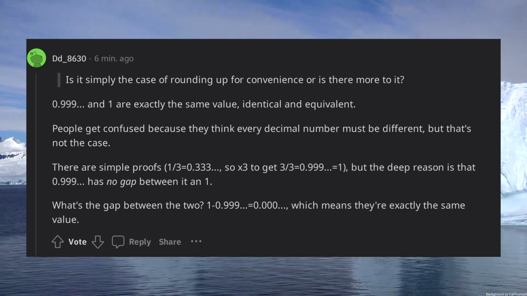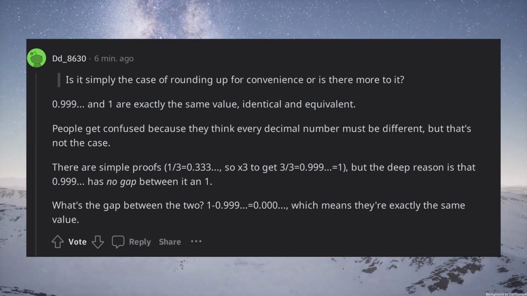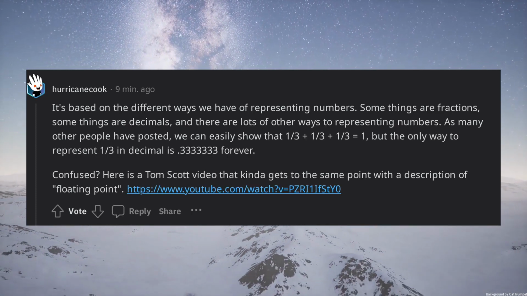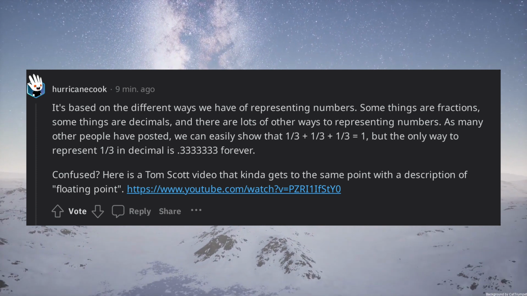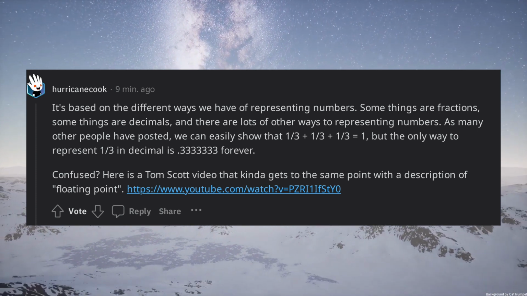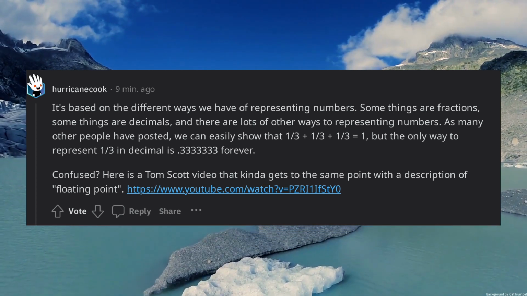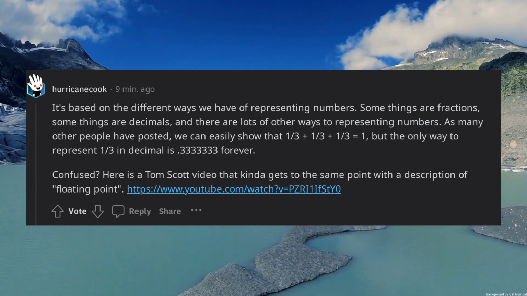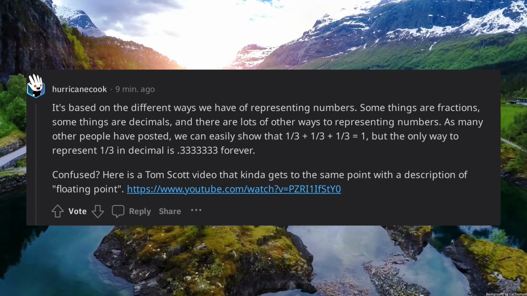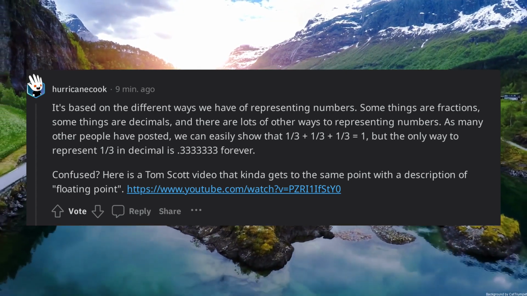What's the gap between the two? 1 - 0.999... = 0.000..., which means they are exactly the same value. It's based on the different ways we have of representing numbers. Some things are fractions, some things are decimals, and there are lots of other ways of representing numbers. As many other people have posted, we can easily show that 1/3 + 1/3 + 1/3 = 1, but the only way to represent 1/3 in decimal is 0.33333333 forever.